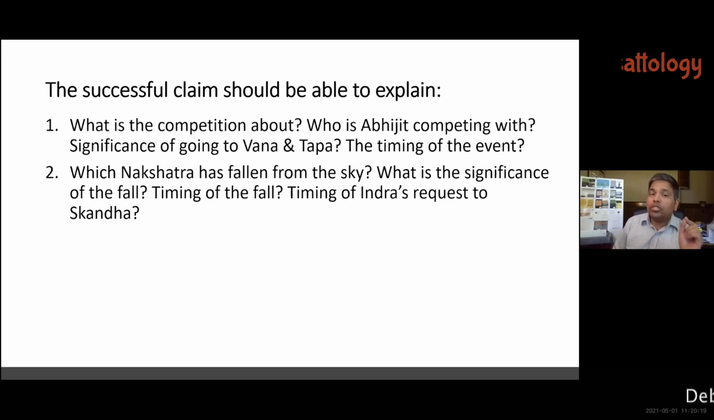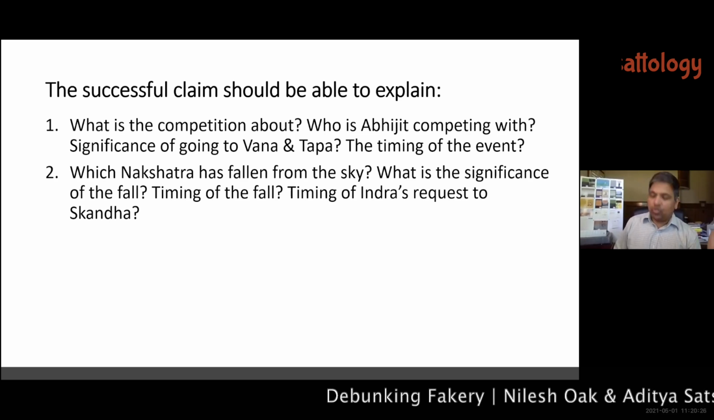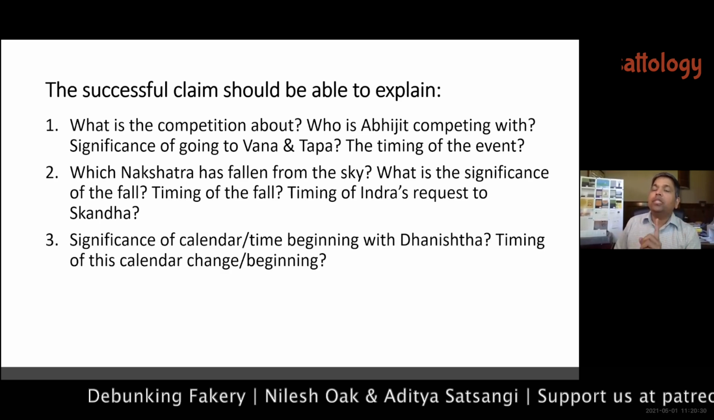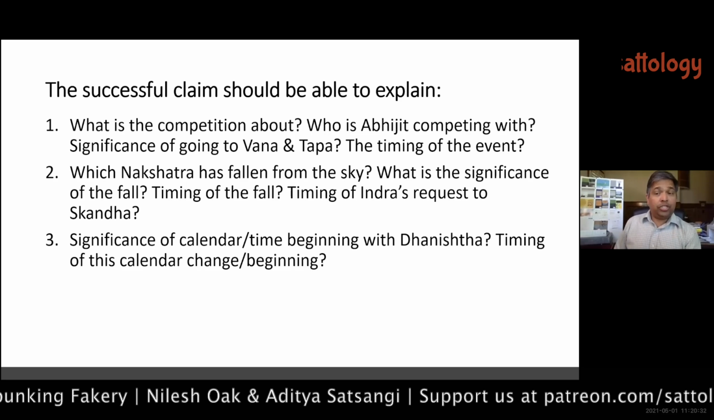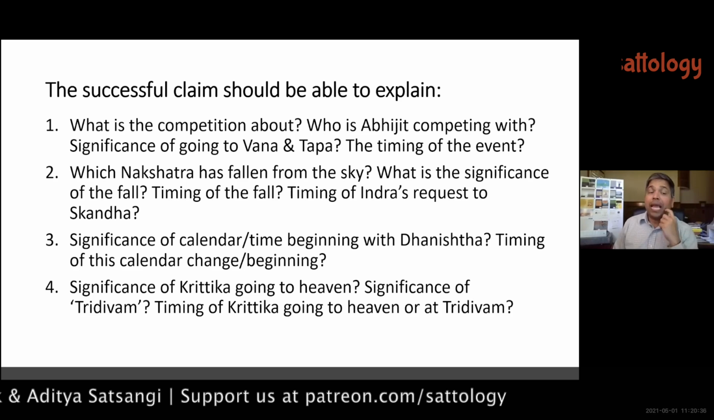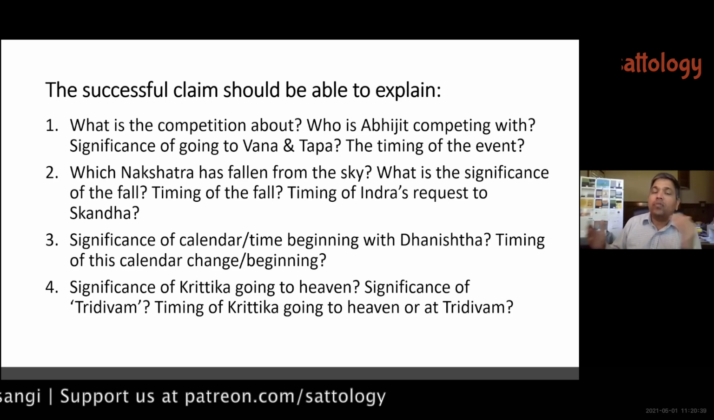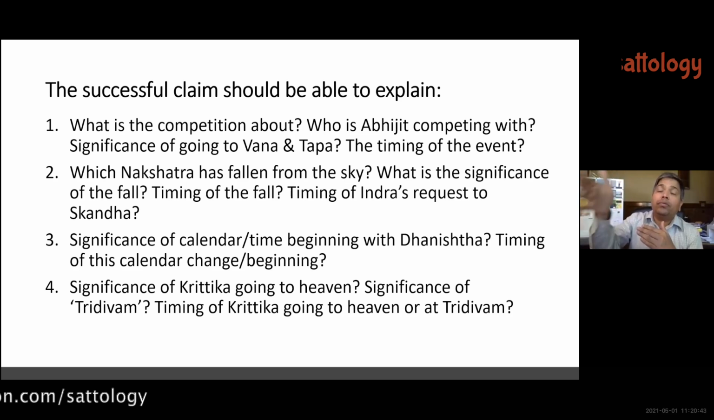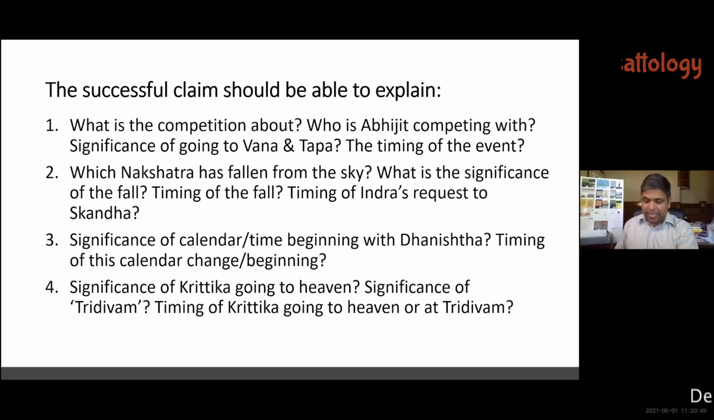Second shlok: which nakshatra has fallen from the sky? What is the significance of the fall? The timing of the fall and the timing of Indra's request to Skanda. Third: the significance of calendar time beginning with Dhanishta. Why with Dhanishta? The timing of this calendar change and beginning has to be consistent. And the last one: what is the significance of Kritika going to heaven, or to Tridivam? The significance of Tridivam and the timing of Kritika going to heaven. So there are about 15 things here actually.